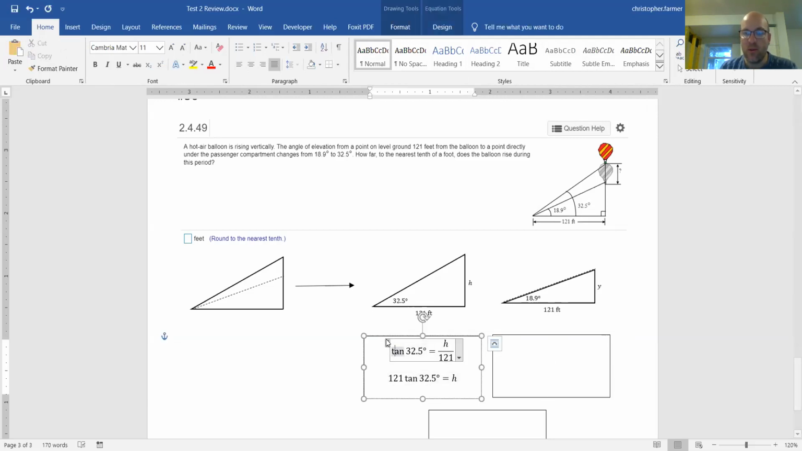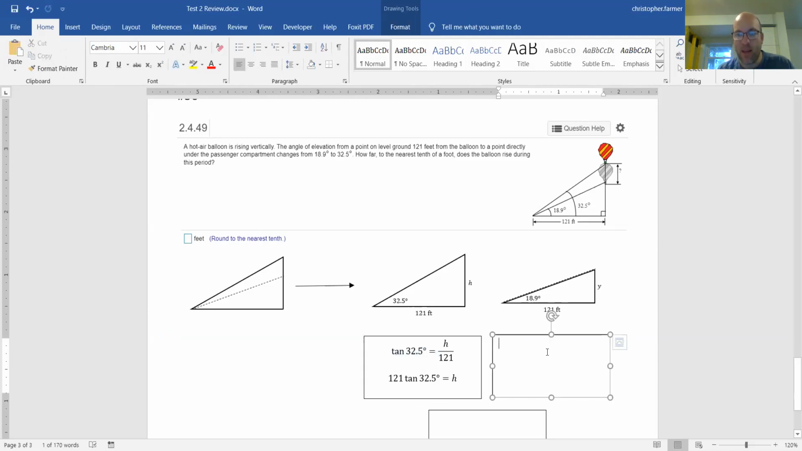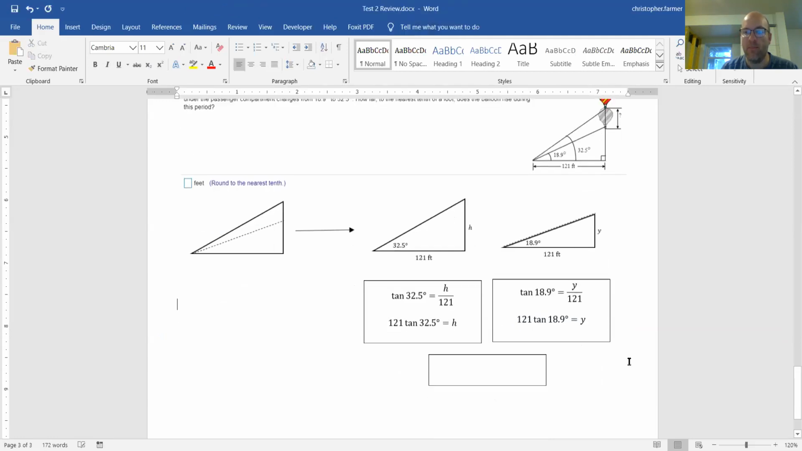And the other triangle, we've got basically the exact same thing going on. It's still opposite over adjacent, so we're still working with tangent. Now instead of 32.5 degrees, we're working with 18.9 degrees. And we just use a different variable here. The names of the variables don't matter. Just make sure that they're different so you can keep track of what's what. Otherwise, it's exactly the same. Once again, all you're doing to come up with the value of y is multiply both sides by the denominator, and that gives you a value of y.